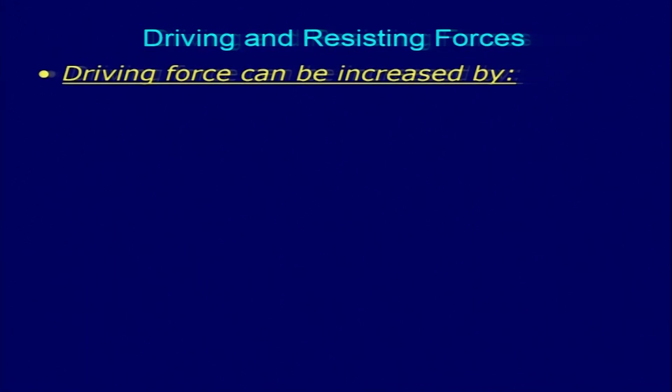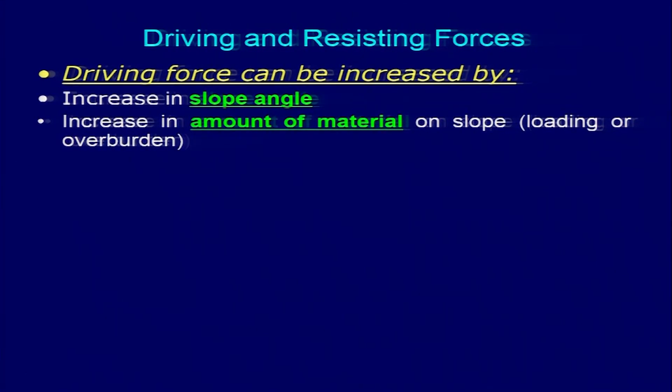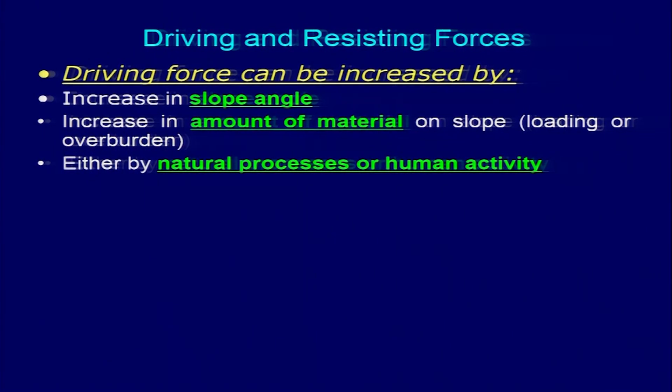So, driving and resisting forces. Driving forces can be increased, one, if you increase the slope angle. Second, you increase the amount of material on the slope, that is loading or overburden, either by natural process or by human activity. We should understand that if you have an unstable slope, you cannot keep on putting load or dumping material on it. This overload or overburden could also be civil structures.